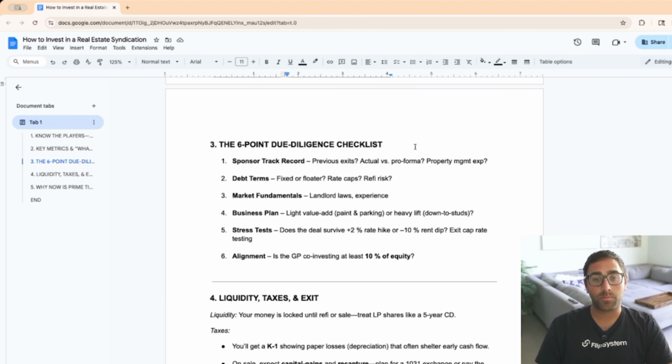All right, now the 6-point due diligence checklist. These are 6 things to look out for when you're trying to vet a syndicator. What should you look out for? Number 1, their track record. Do they have previous exits? How is their actual data versus the pro forma?